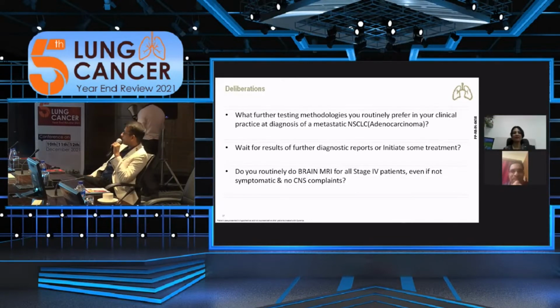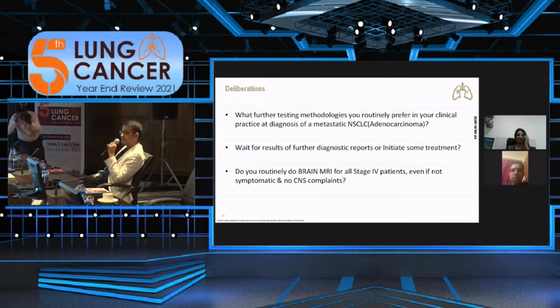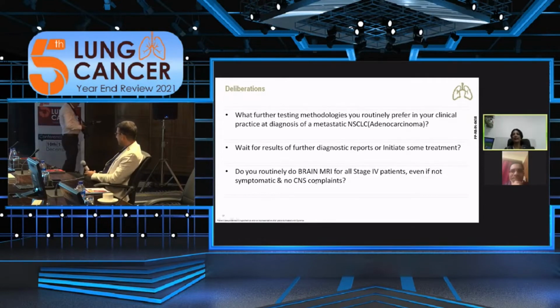Yes, so ma'am, I work in a tertiary care teaching center. So our first reflex testing would be an EGFR PCR and ALK and PDL1 by IHC and sometimes even ROS. That functions as a good screening test. And subsequently, if we don't find anything here, we go for either a lung specific panel or a larger panel. Okay, very good. And any other thoughts?